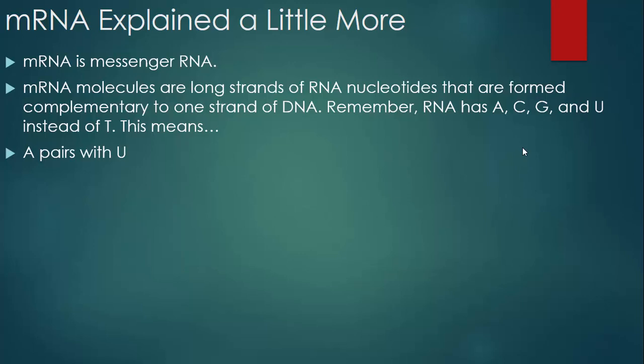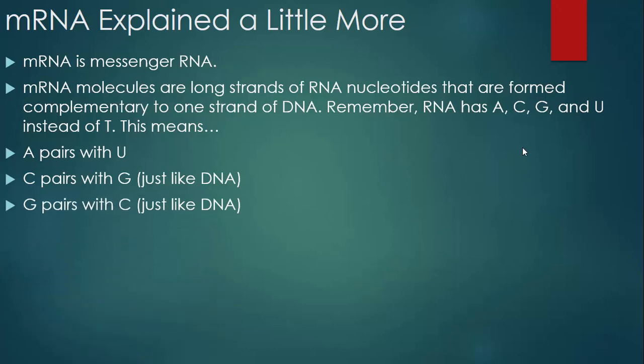And the reason A pairs with U is because we're going from DNA to RNA, specifically mRNA. And RNA doesn't have T, it has U instead of T. C pairs with G, just like it does in DNA. So for every letter C that mRNA sees, it's going to make the complementary base, which is G. When it sees the letter G in DNA, it will make the complementary base C.